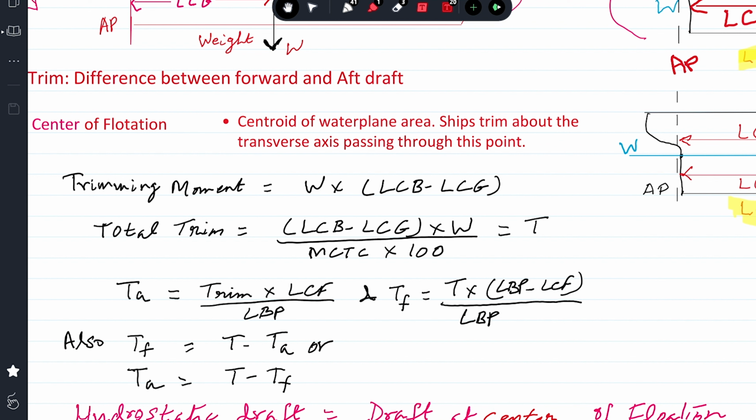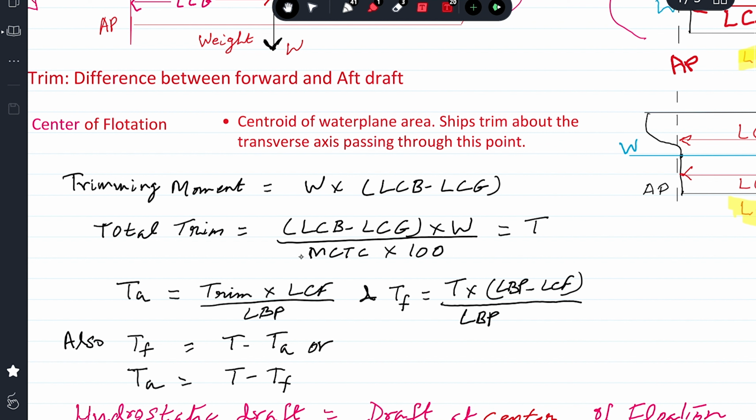So once we have the hydrostatic draft, against that final hydrostatic draft we find the LCB, MCTC for the ship's final condition. And in this formula, you enter LCB will be the final LCB, MCTC will be the final, which means for the final sailing draft upon completion of the cargo operation.